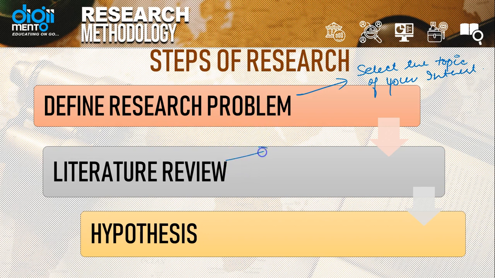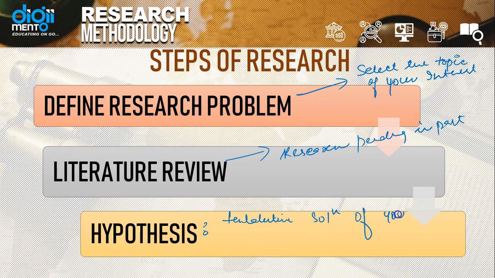Okay, so you find out which researches were pending in the past, and what difficulties they faced during their research time. So all the literature review you do in the second step. Now the third one is hypothesis. Hypothesis basically gives a tentative solution to your problem. Okay, it's not a final solution, it's just a tentative solution.